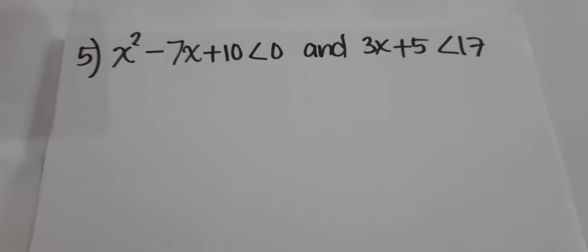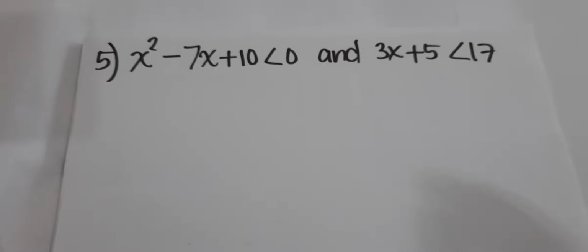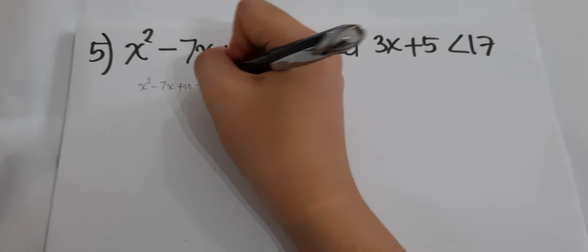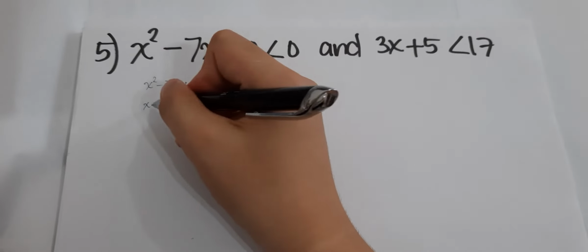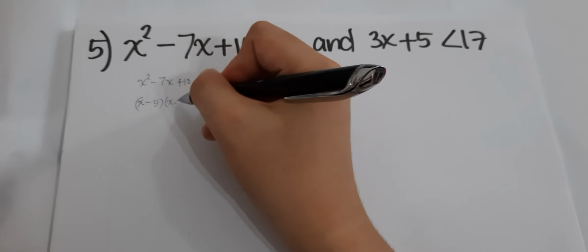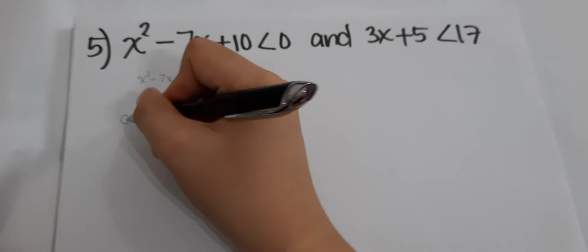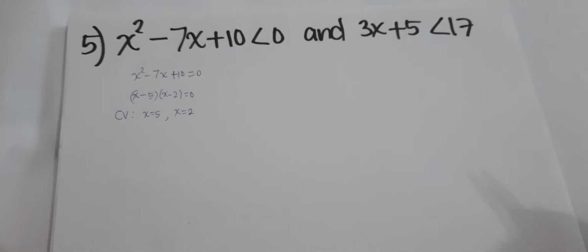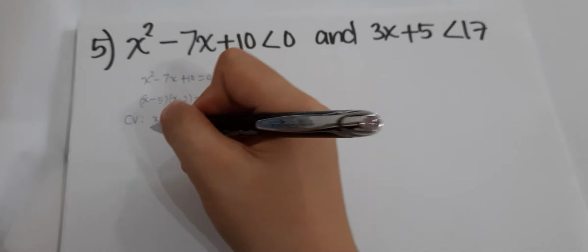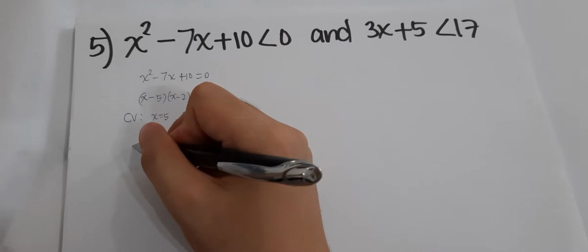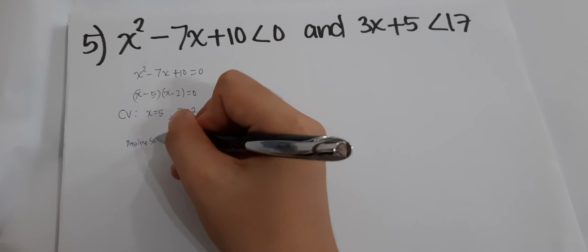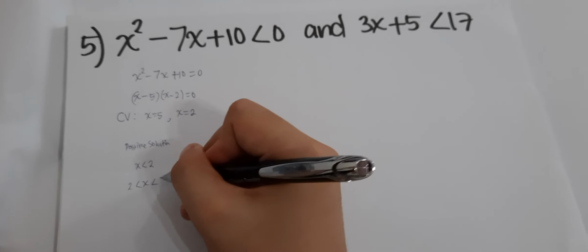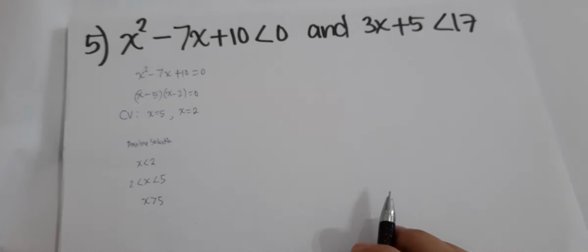Okay, so let's have example number 5. We will solve this individually, making this as an equation. So factor this one, x minus 5, x minus 2 equals 0. So my critical values are x equals 5 and x equals 2. So the options: x less than 2, 2 to 5, or greater than 5.